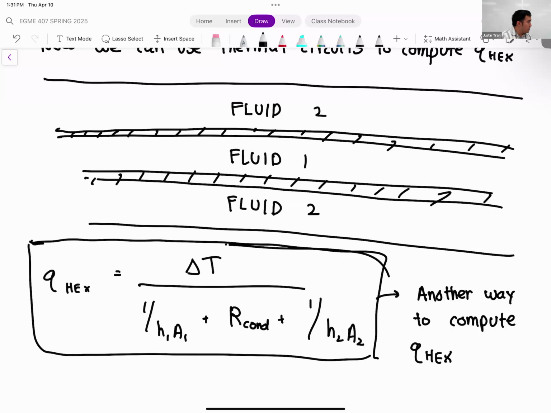Or I guess more explicitly, this doesn't depend on the mass flow rates between the fluids themselves.